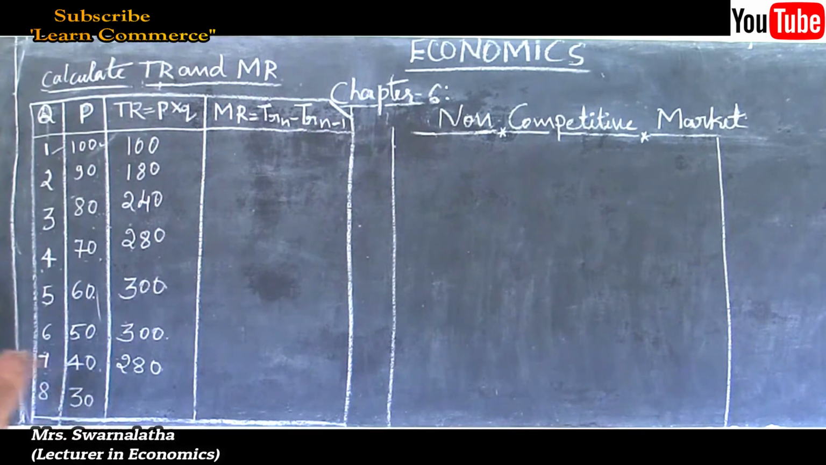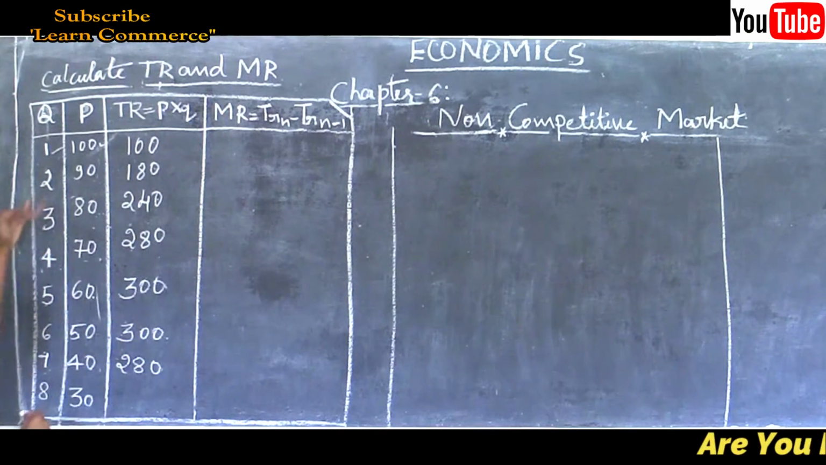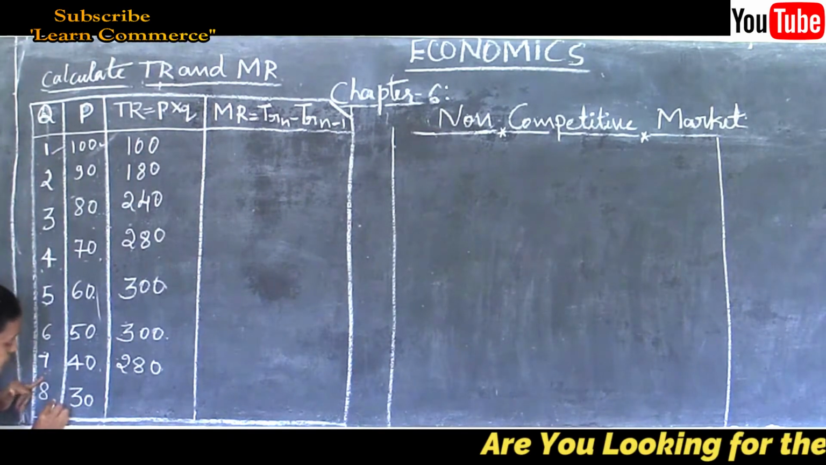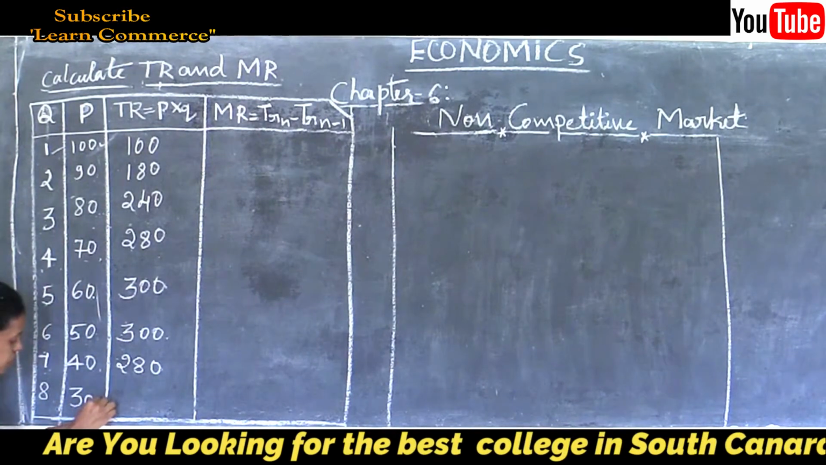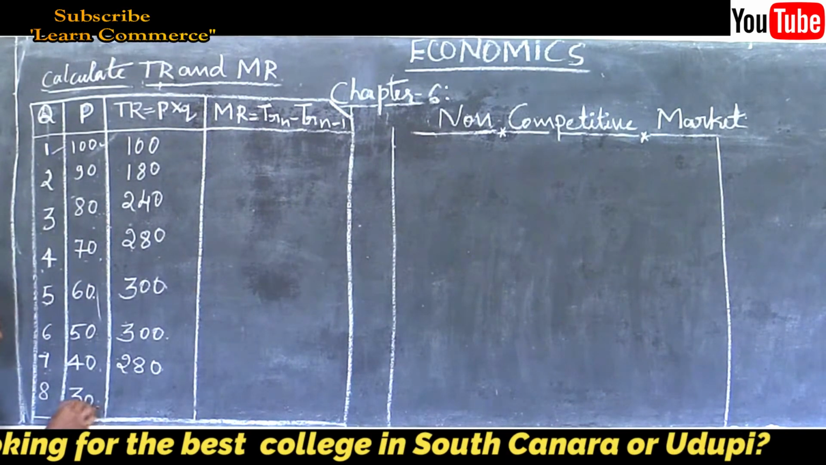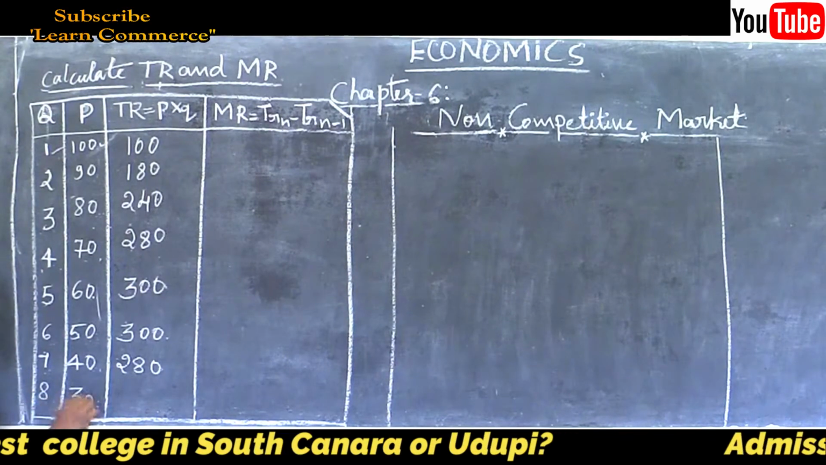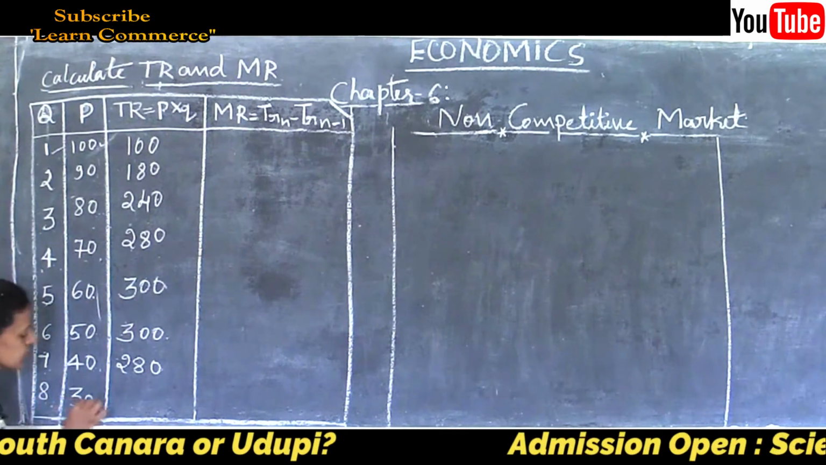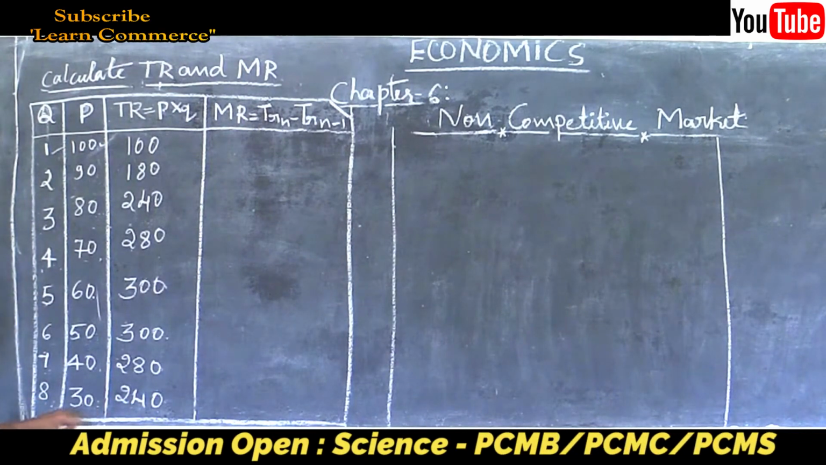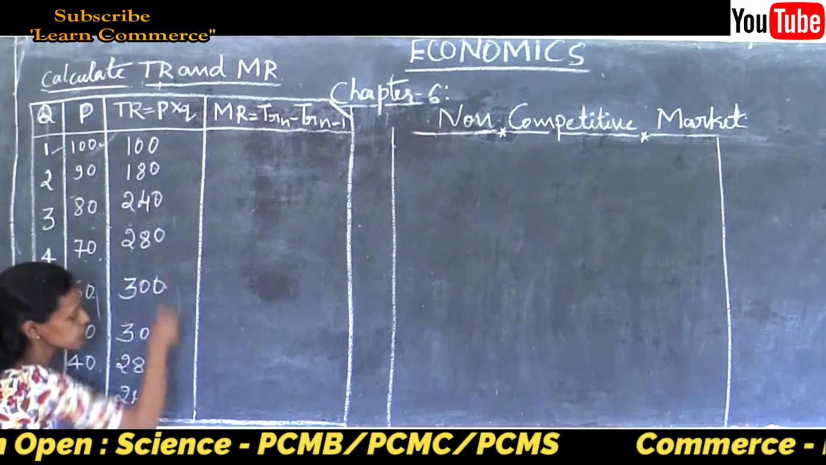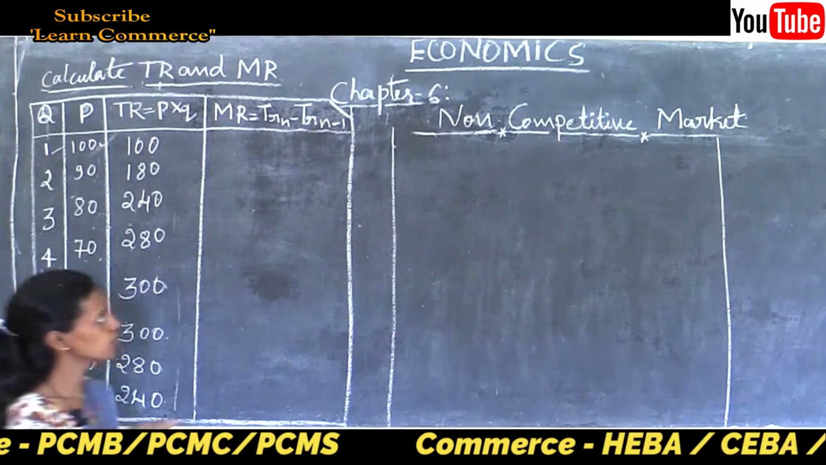So with the intention of getting more and more profit, again there is an increase in the units sold and the price is decreased by the monopoly firm, that is 40 to 30 rupees. So 30 into 8, P into Q, is the total revenue, that is 240. This column shows the total revenue of a monopoly firm.